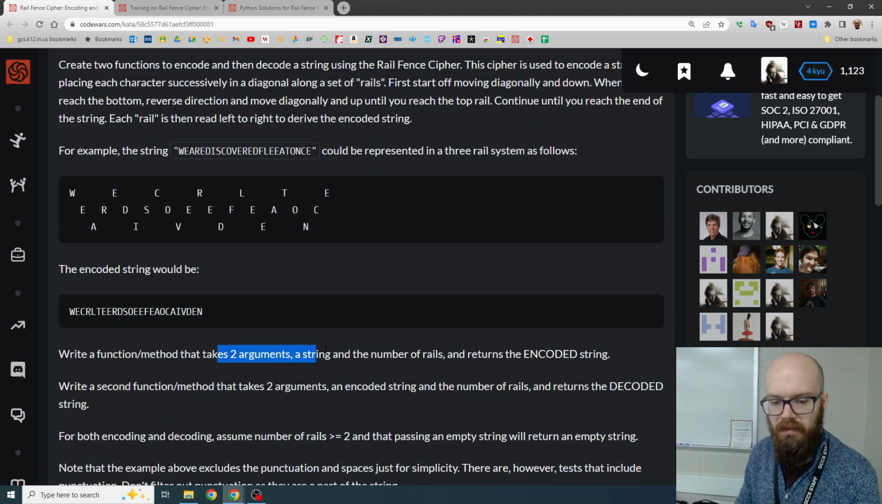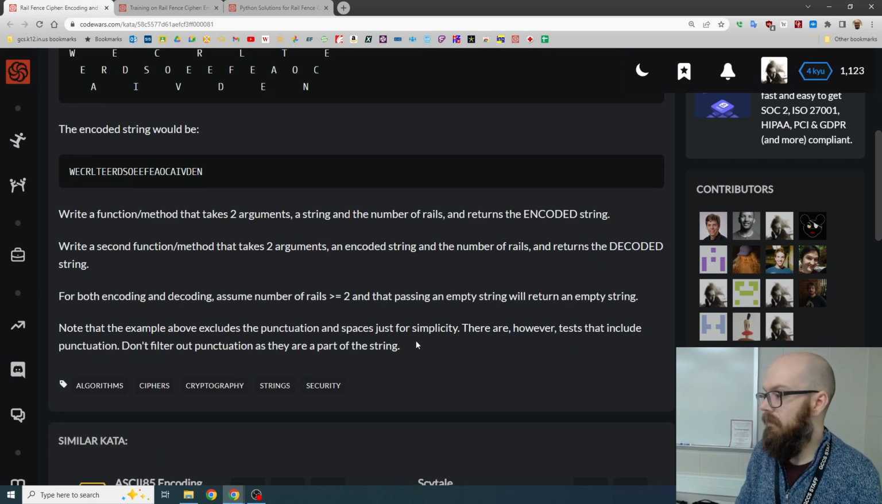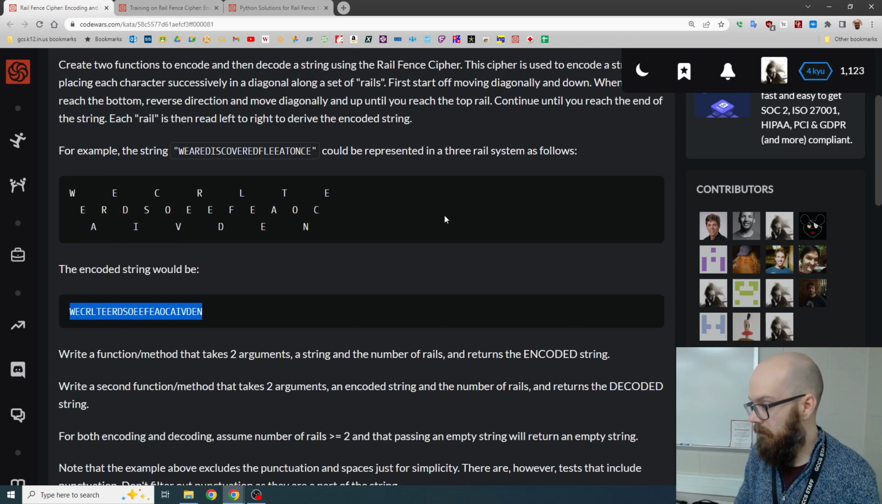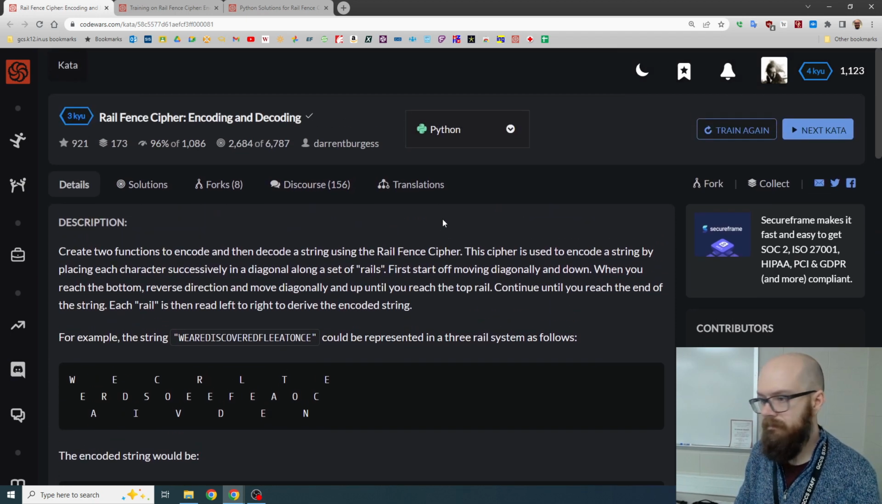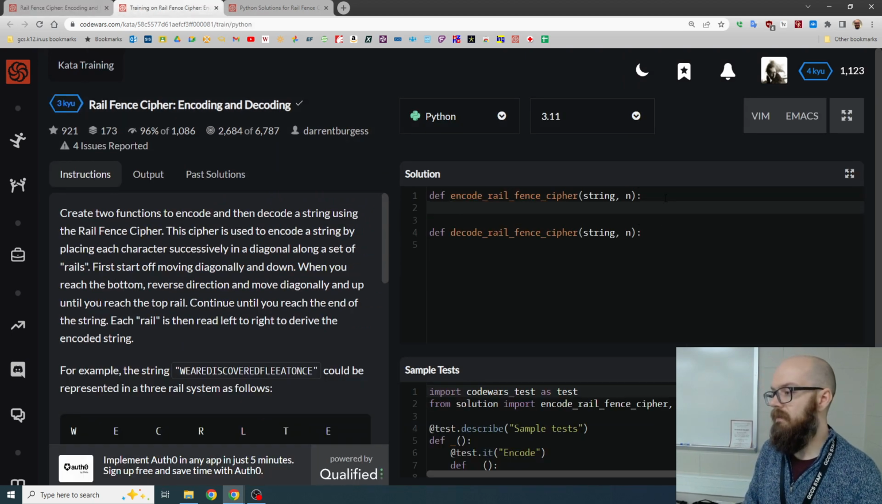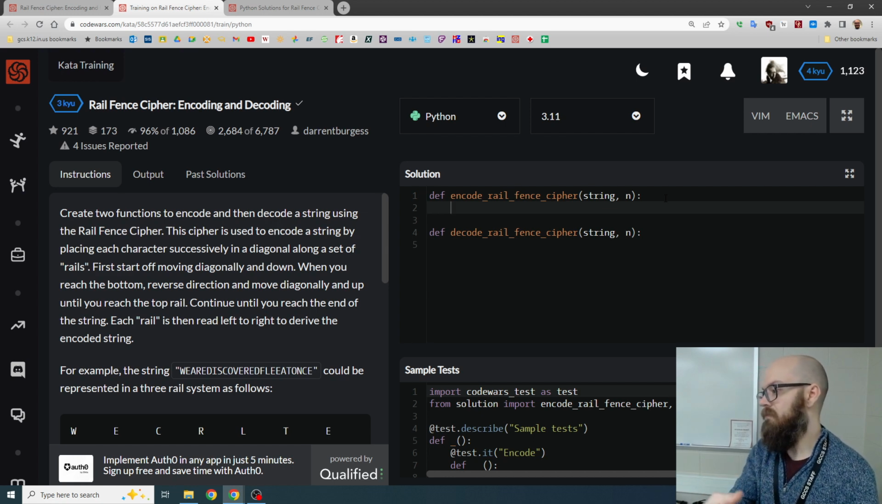So we're going to get two things: the message and the number of rails, because it doesn't have to be 3. It could be going down more before it comes back, or it could be just to zigzag quickly. Then the hard part is we also have to go the other way, where we get a scrambled message and we have to unscramble based on the same system. I'm going to do the encode first because I think it's easier, and also because the way I'm going to do it, the decode uses that as part of its system.